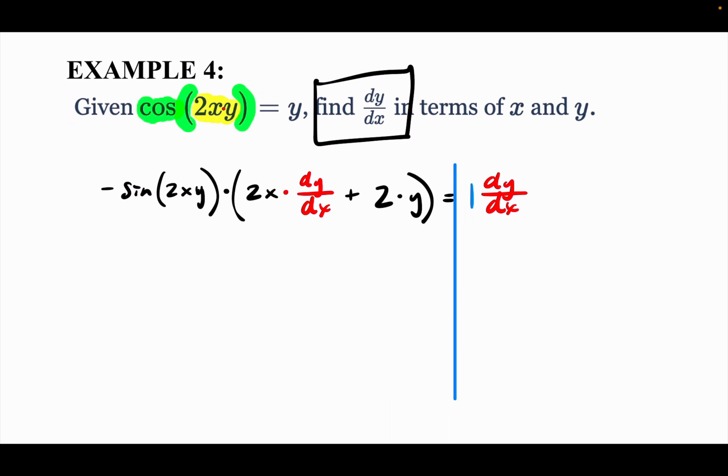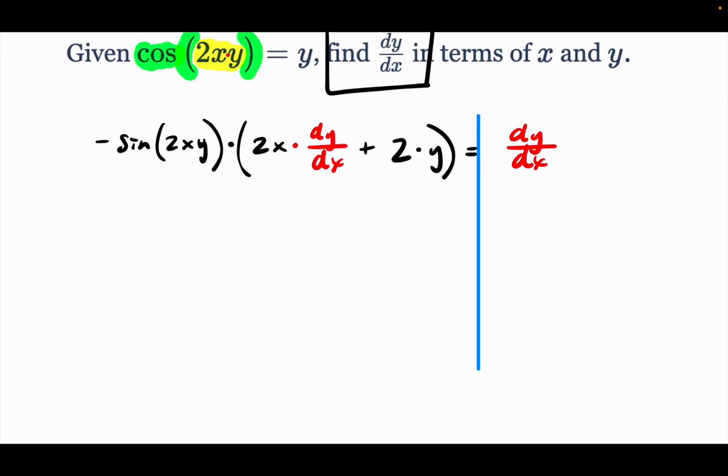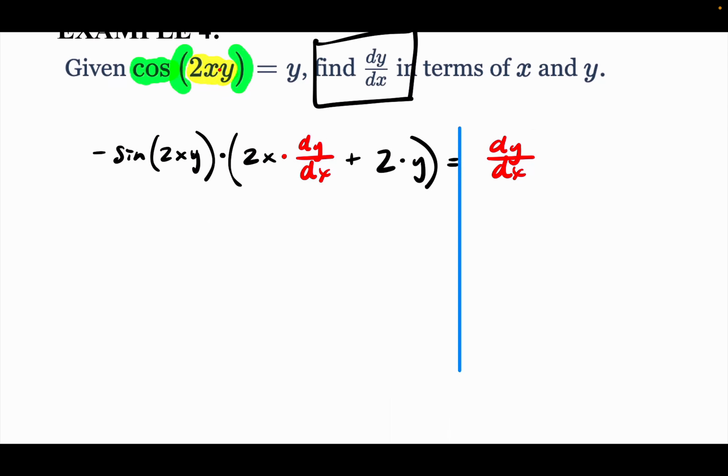So it's got a 1 in front. You can write the 1, or you don't have to write the 1. Sometimes it's easier, sometimes it's not. It's up to you. Okay. So now I got to get dy dx's on the same side. Everything with a dy dx, I'm going to move to one side. Everything without a dy dx, I'm going to move to the other.